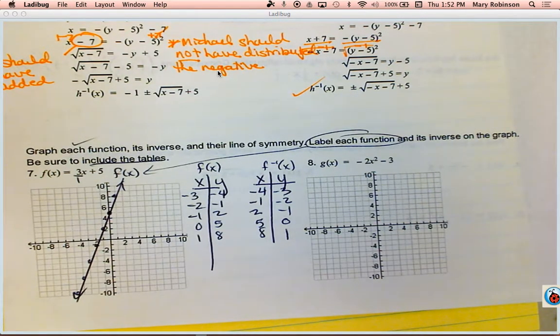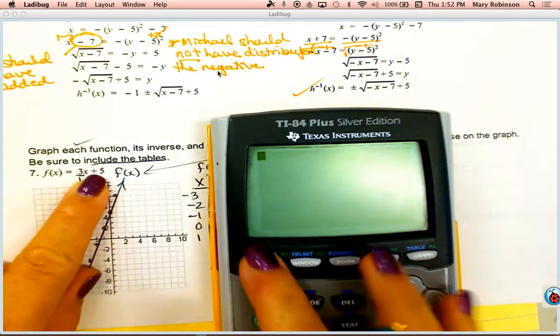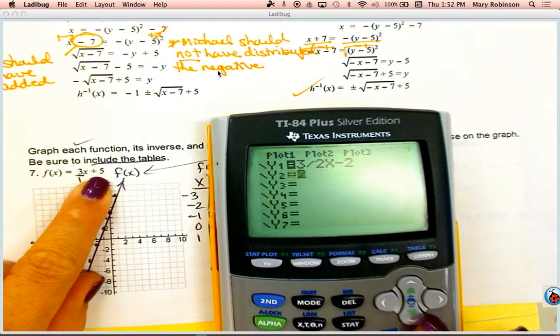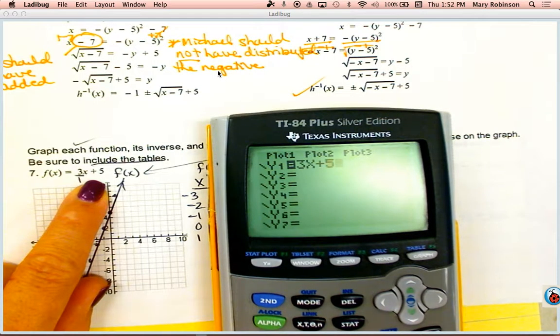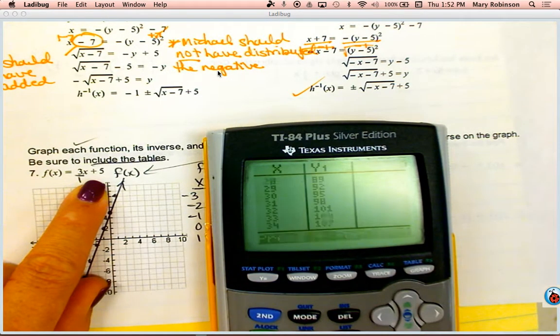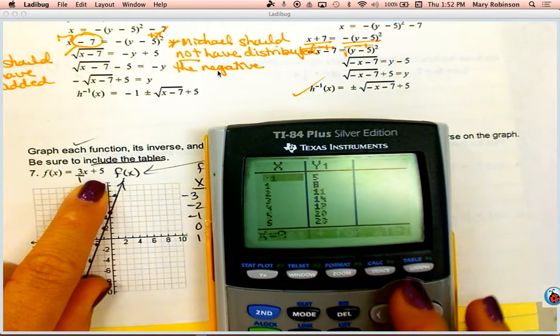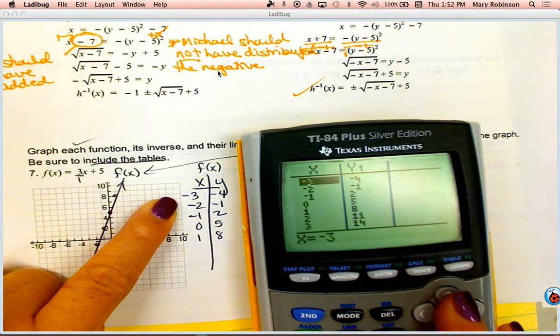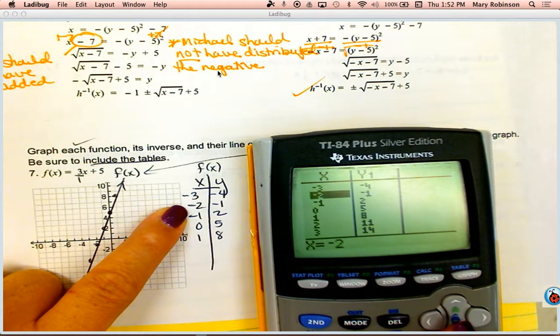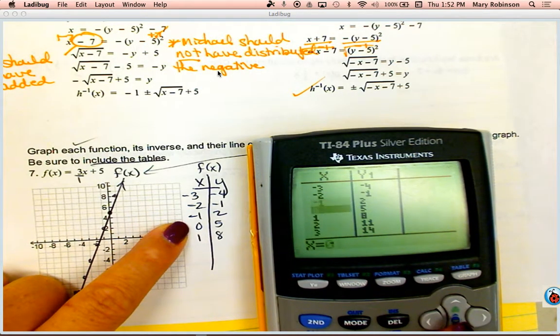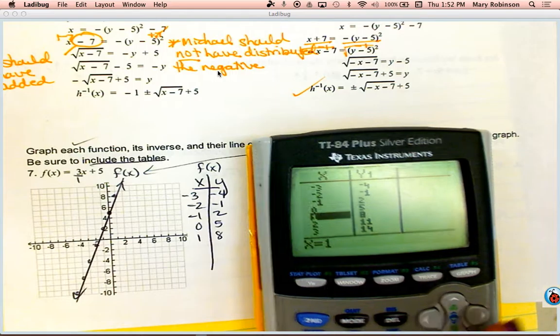Just be mindful also, if you have trouble generating ordered pairs to start graphing, you can also go up here and type in 3x plus 5 and get some ordered pairs that way. So I get some ordered pairs, and let's see if these ordered pairs are up there. Yep, (-3, -4), (-2, -1), (-1, 2), (0, 5), (1, 8).